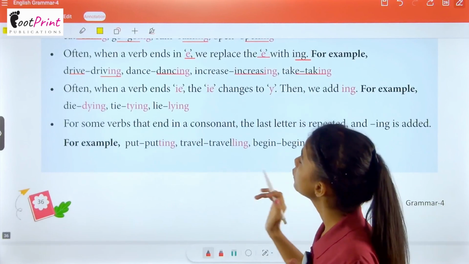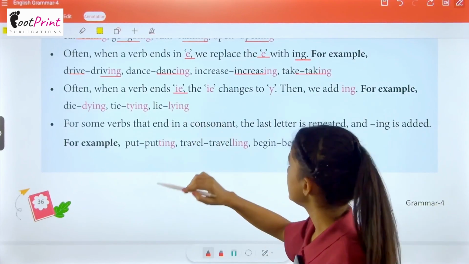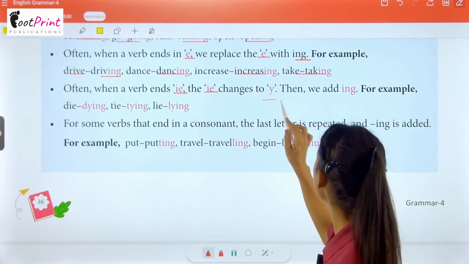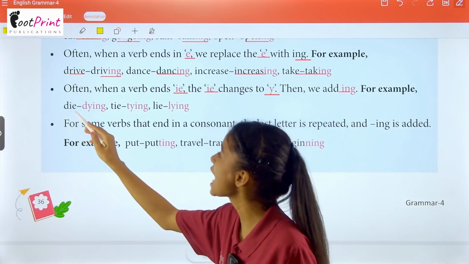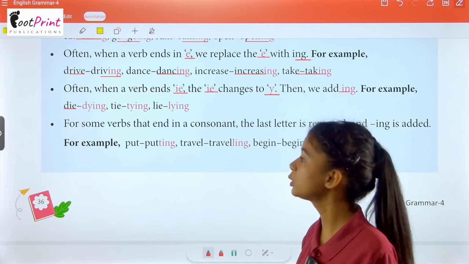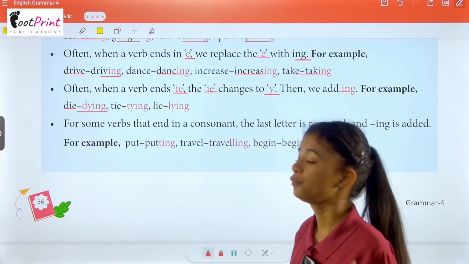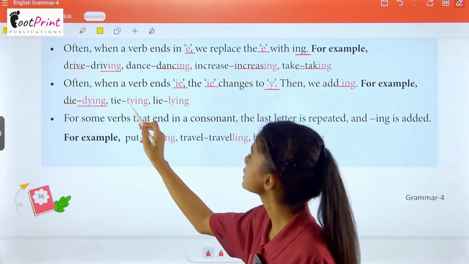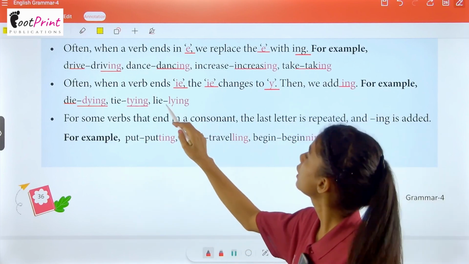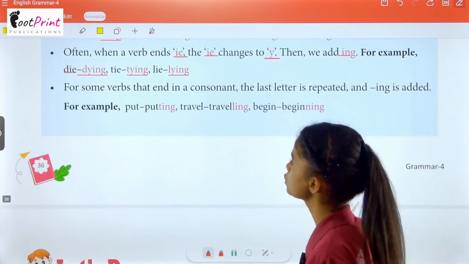Now, when a verb ends in IE, the IE changes to Y. We add ing. For example, die. So the IE ending verb becomes dying. We remove the IE and put a Y. Tie, tying. Lie, lying. The same way, these two are also done.